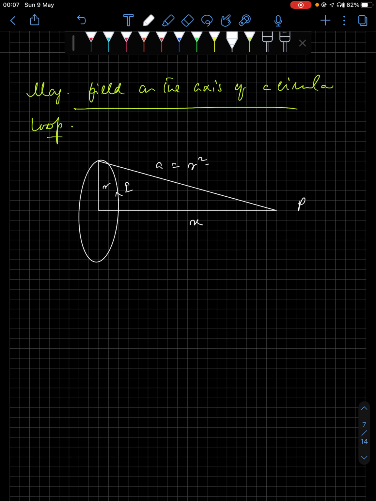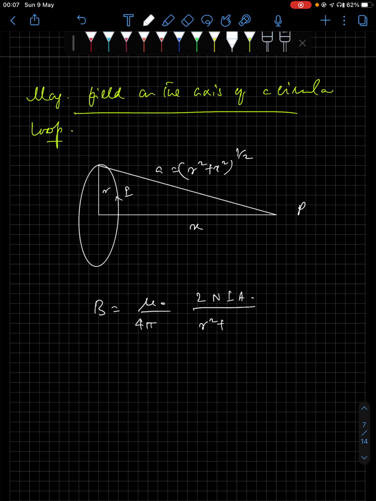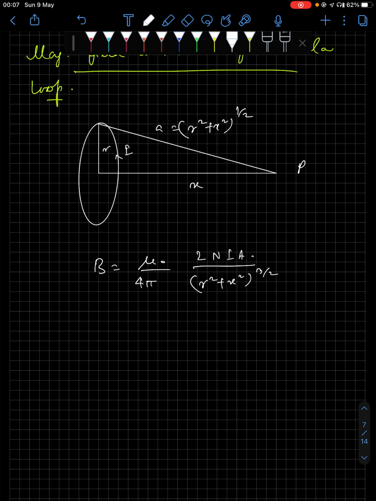So the final relation comes out to be B equal to mu naught by 4 pi, 2nIA divided by (r square plus x square) to the power 3 by 2. Now here n is the number of turns in the coil. If it has one turn, then you will use the value of n as 1. Then r is the radius of the loop, and x is the distance of the point P from the center O of the coil.